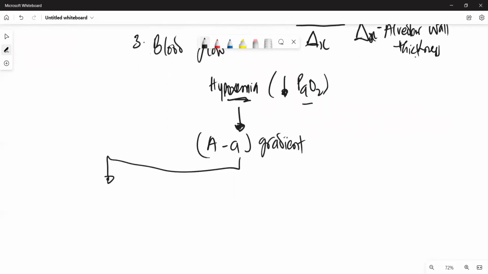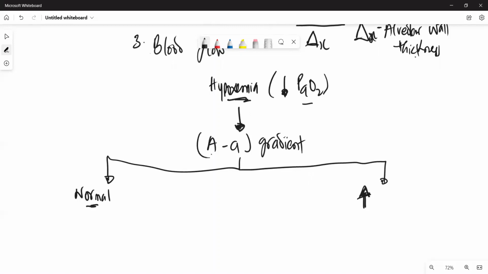Like we said, the AA gradient is the difference between the partial pressure of oxygen in the alveolar and the partial pressure of oxygen in the arterial system or in the capillary. So that is the difference we look for. And then we said that the AA gradient could either be normal, or it could be increased. So we can have an increased AA gradient.